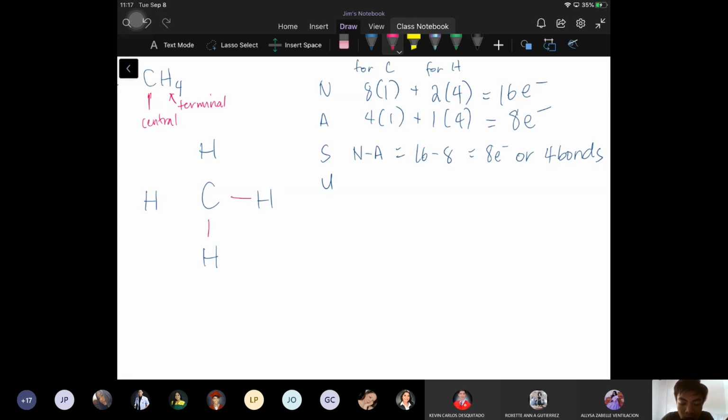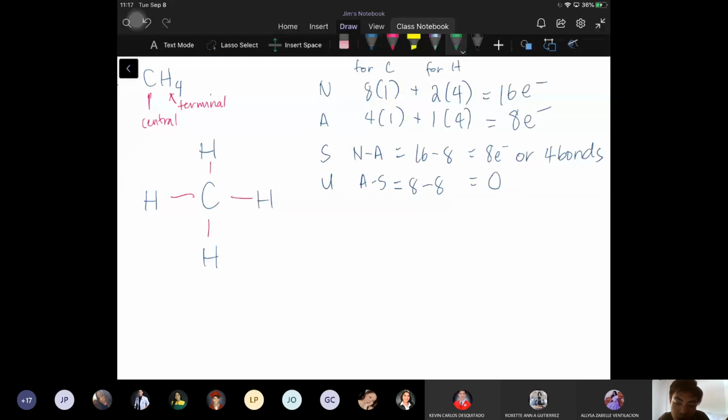So, isa, dalawa, tatlo, apat. Okay? Unshared. No? When you say unshared, ito yung mga electrons that are not used in bonding. Sila yung lone electrons. So, to solve for the unshared, that is A minus S. That's 8 minus 8 equals 0 electrons. So, wala tayong lone pair. No? So, we're done.